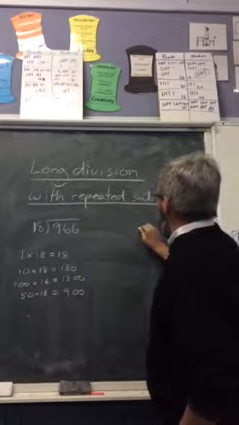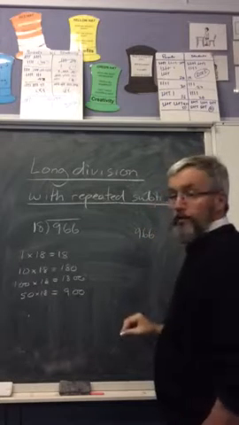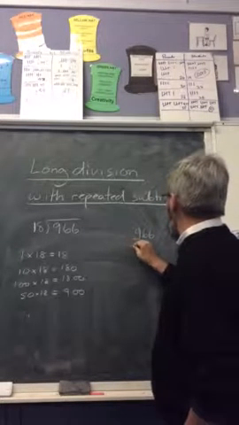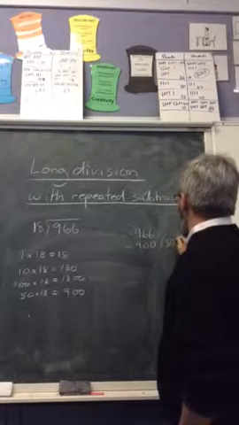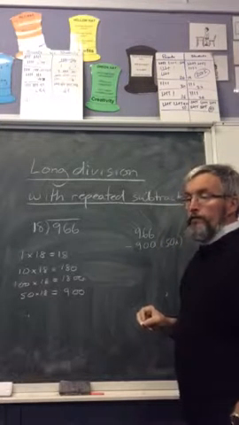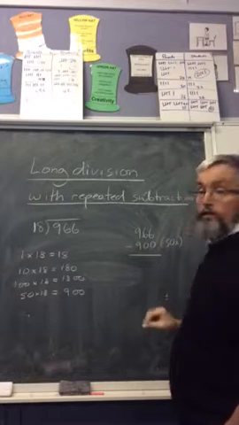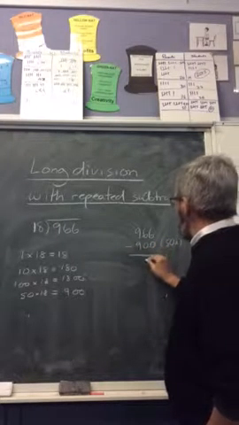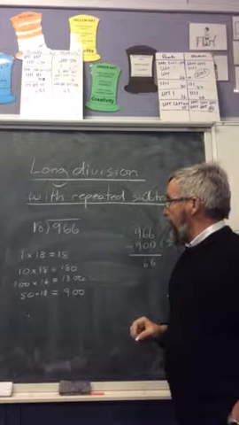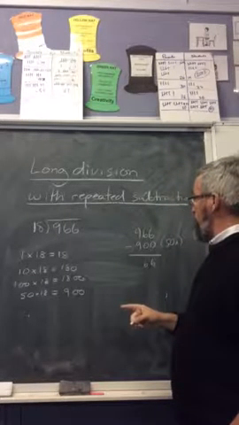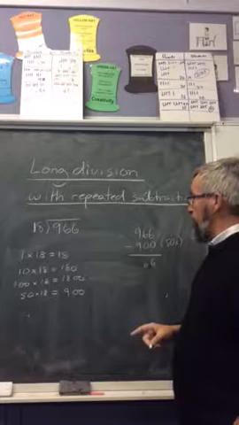Alright, so 966, take away 900, which as we know is 50 times already. So we know it goes at least 50 already. Okay, we're left with a balance of 66. Let's see what we can do with that.